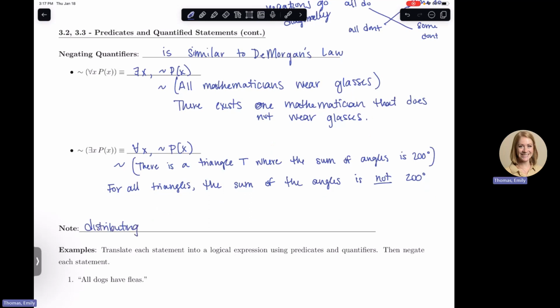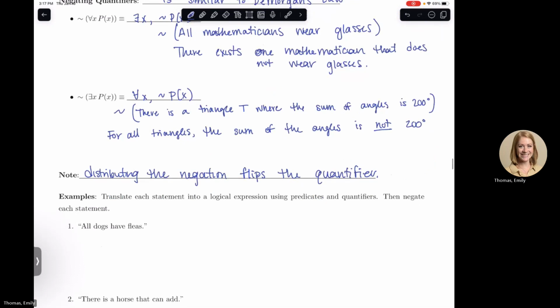Okay, so distributing the negation flips the quantifier. Think about that like De Morgan's law, right? If it's an and statement, it becomes an or statement when you distribute the negation. Okay.